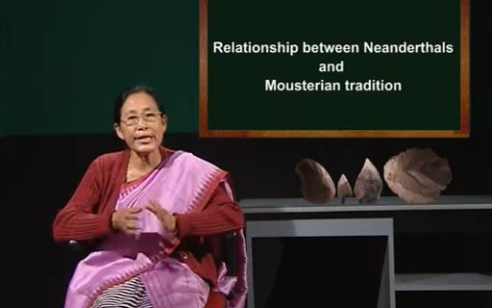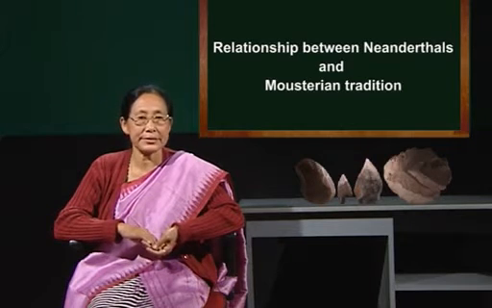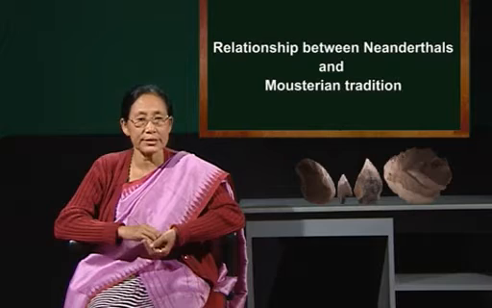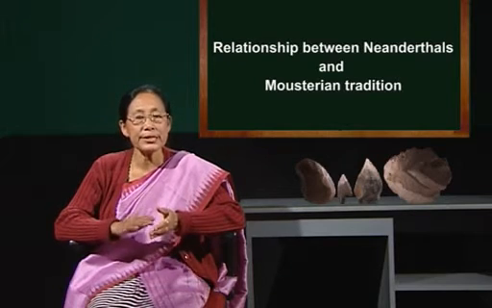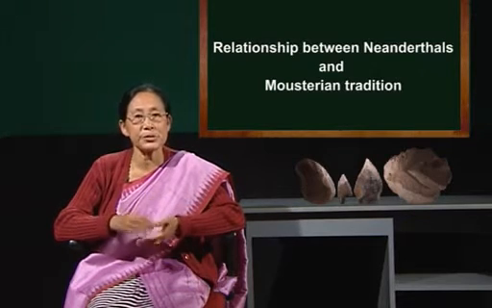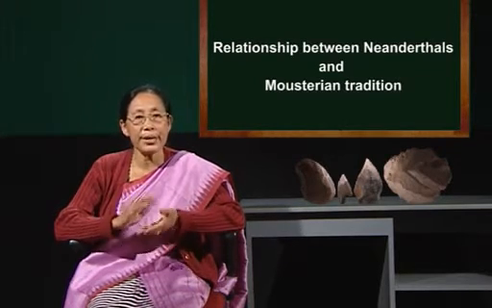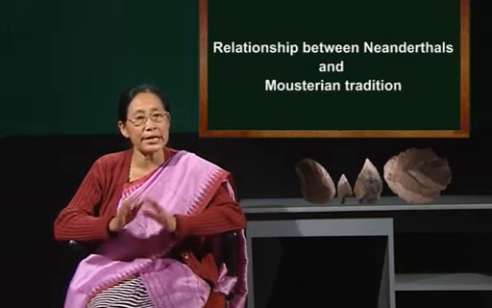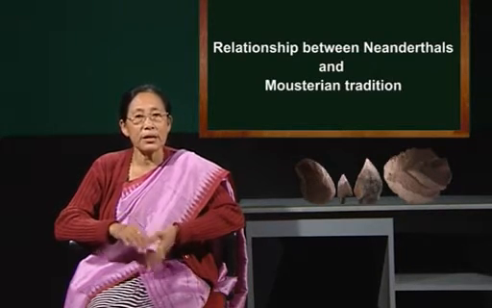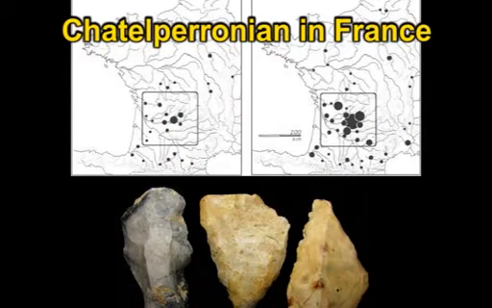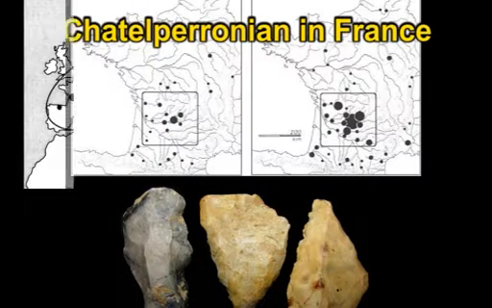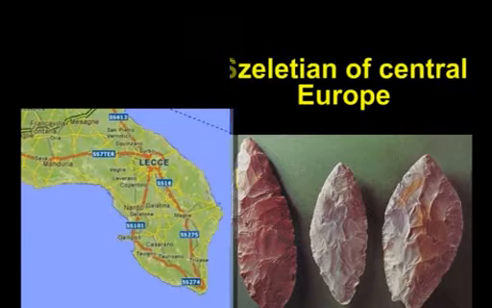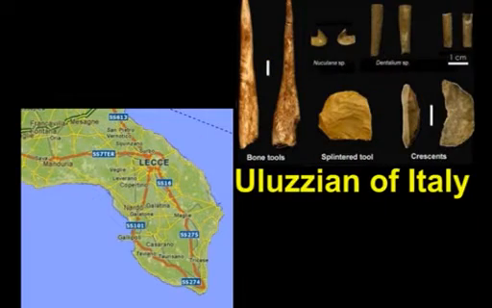Furthermore, towards the end of the Neanderthal date range, around 40,000 to 35,000 before present, the remains of Neanderthals seem to be associated with early variants of Upper Paleolithic blade-based technology, that is, the Châtelperronian in France, the Szeletian of Central Europe, and the Uluzzian of Italy.